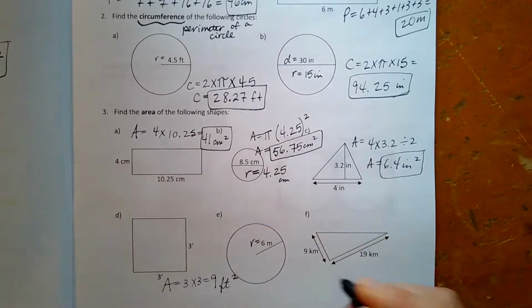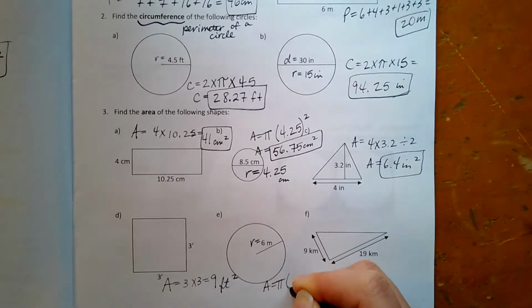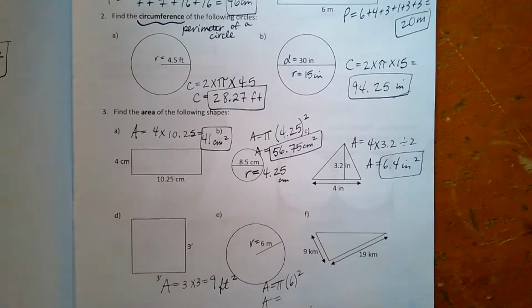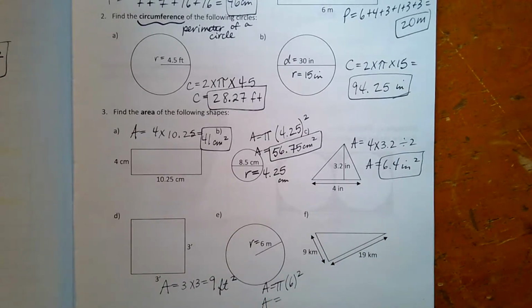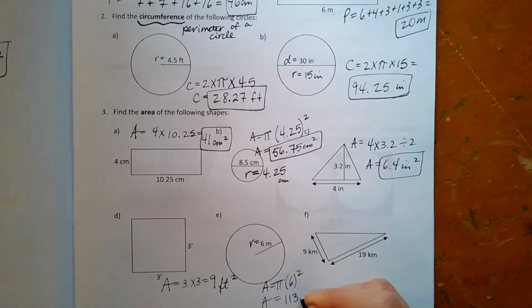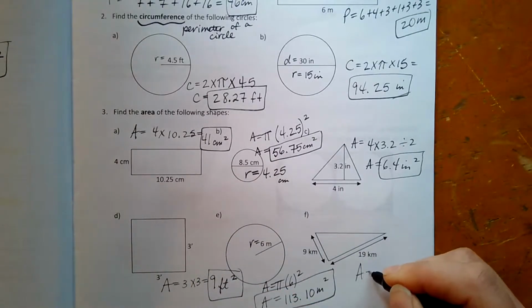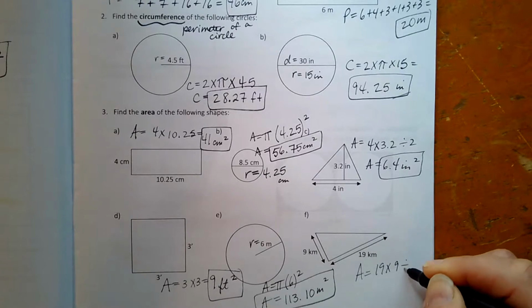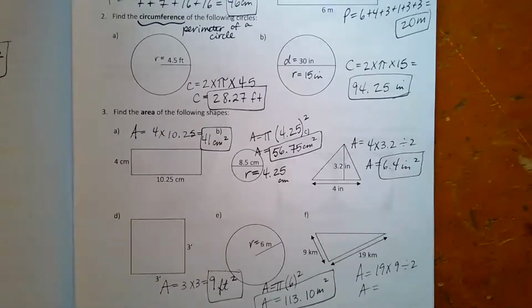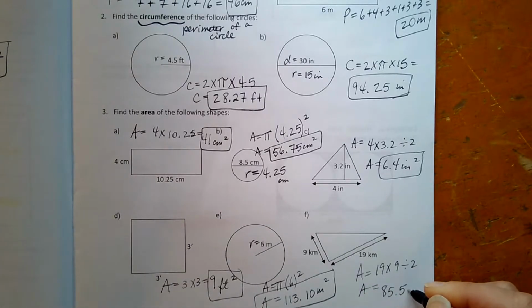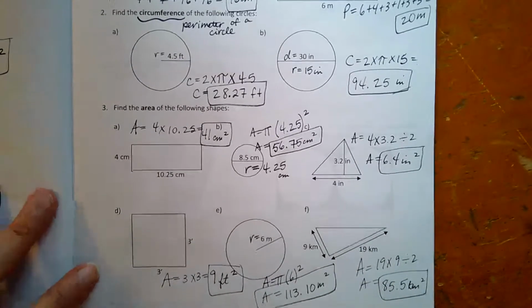All right, this is the radius, so I am going to use that. So I get pi times r squared. And I get 113 point, I guess it would be 0.10. And then finally, base times height divided by 2. I get 85.5 kilometers squared. Okay, and that's it.